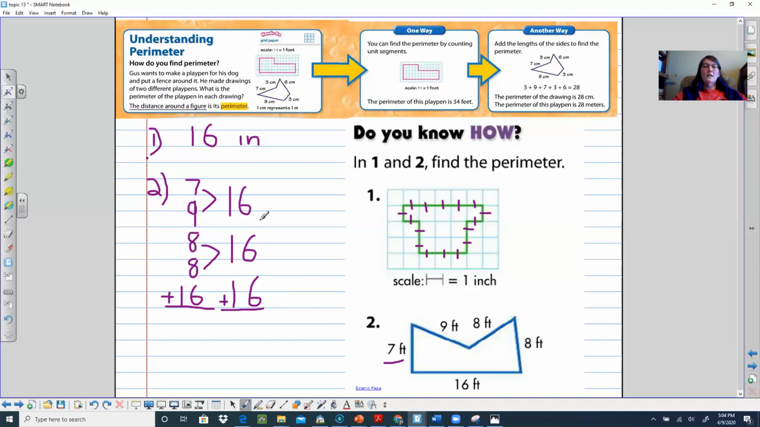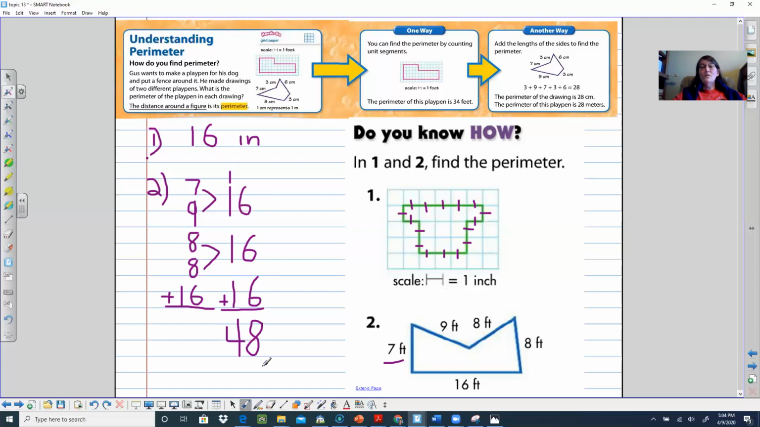Okay, and I'm still adding. So I have 6 plus 6 plus 6. And some of you might be like, oh, that's faster to go 6 times 3. You're right. So 6 times 3 is 18. Put my 8 down and carry a 1. I'm regrouping. 1, 2, 3, 4. So the answer to that one is 48.